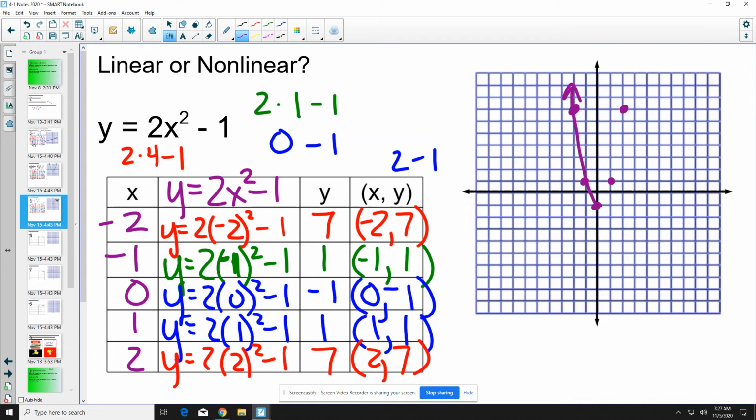Okay. Notice it sort of looks like what we had before. We have a parabola again. Okay, I knew it was going to be nonlinear because we had x to the second power. So I knew it would not graph a straight line.